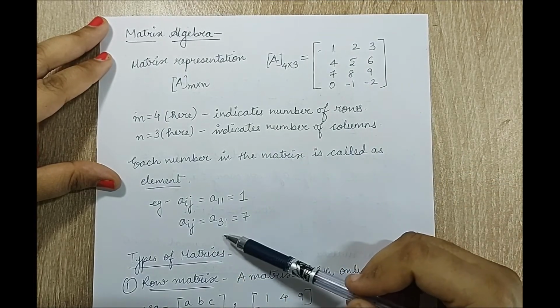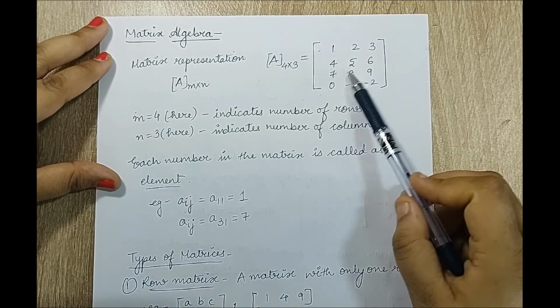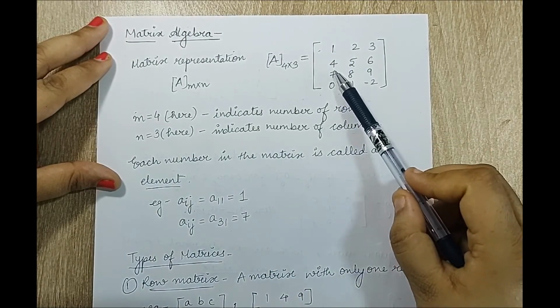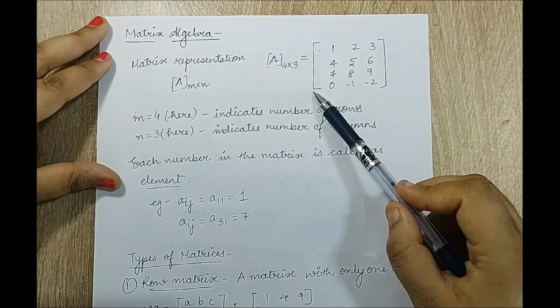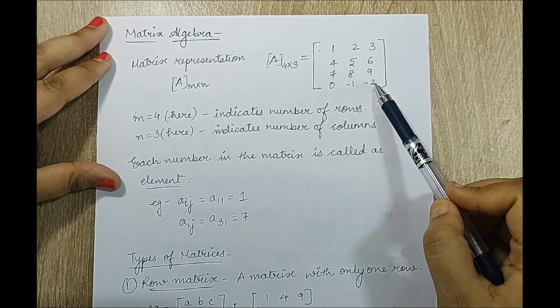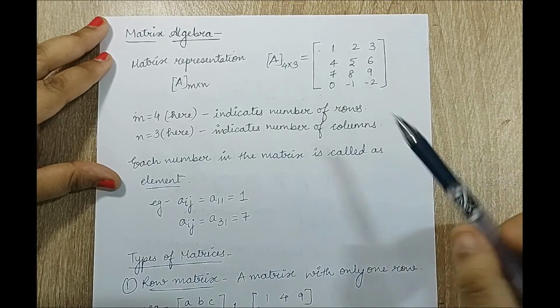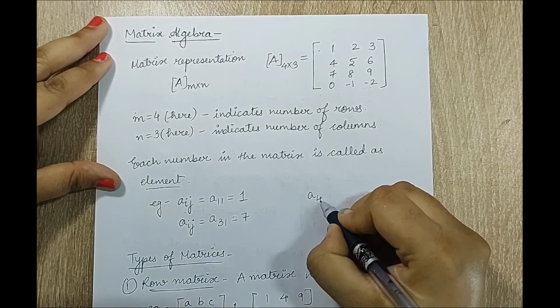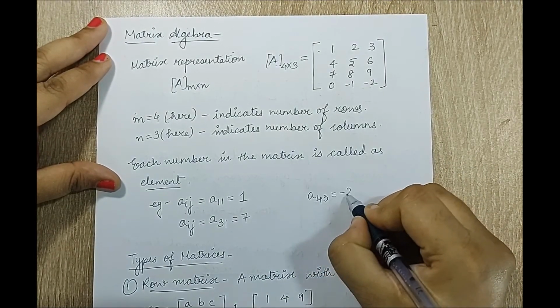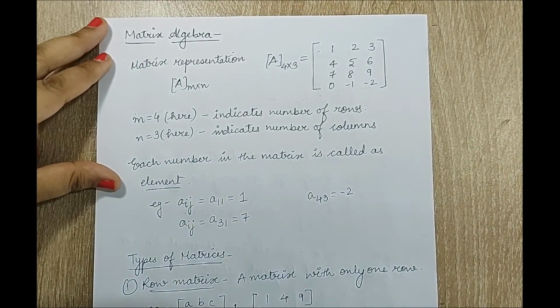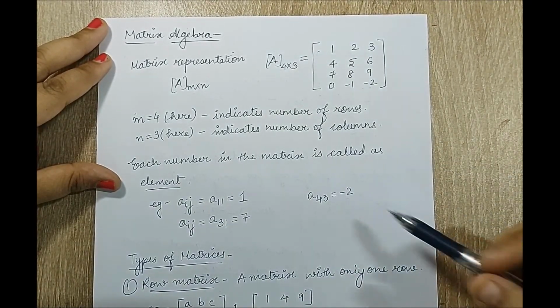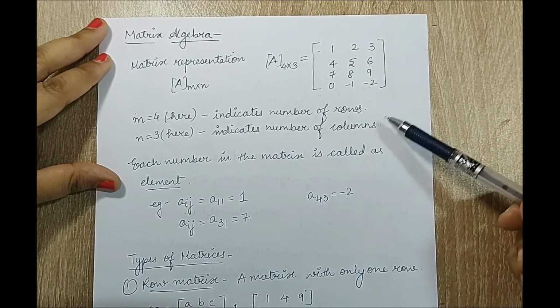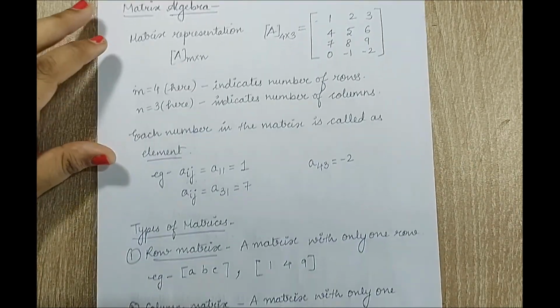Similarly, Aij 31, 3 means the third row and the first element, which is 7. I can also read the fourth row in the third column over here is -2. So if I want, I can write down A43 is equal to minus 2, and so on you can write for all the elements. So this is how a matrix and an element in it is represented.